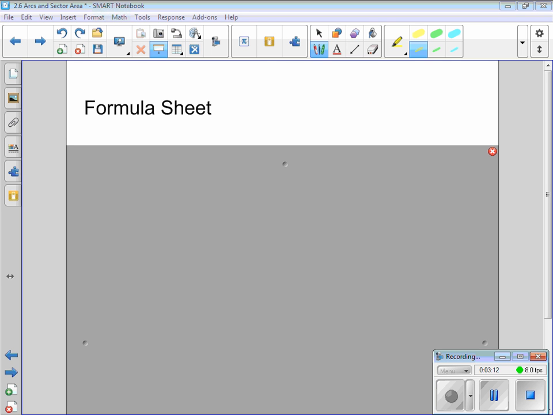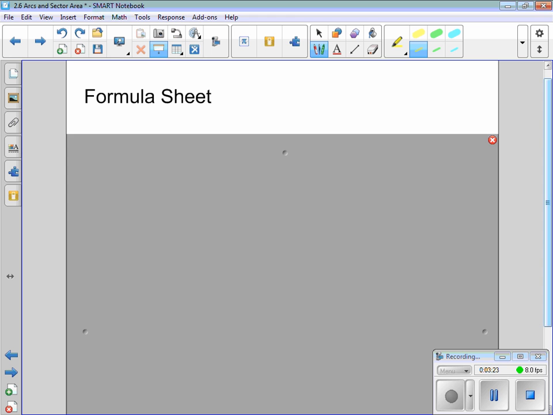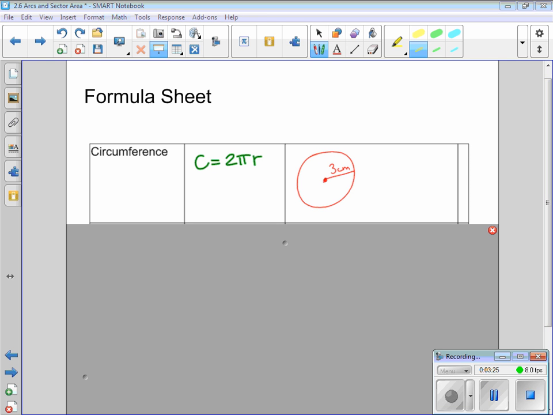Up next is formula sheet. Again, another piece of paper. You should have a continuing formula sheet from the very beginning of this year. And so if you don't have that, find somebody. Get it fixed up. First up is circumference. So I have a circle of 3 centimeters.